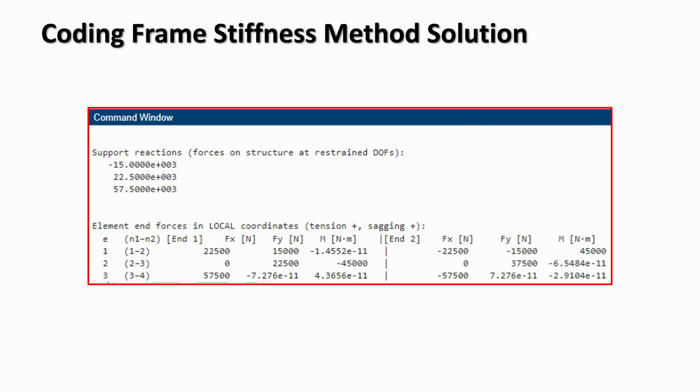Below, the table lists the element end forces in local coordinates. Each row corresponds to a member, giving the axial force, shear force, and bending moments at both the start and end nodes. If you compare these with the results that we've previously come up with, you may notice some very small numerical differences. This is perfectly normal. MATLAB retains many more significant figures, while manual calculations often introduce small rounding errors at each step. And with that, we've completed the full frame stiffness method solution.